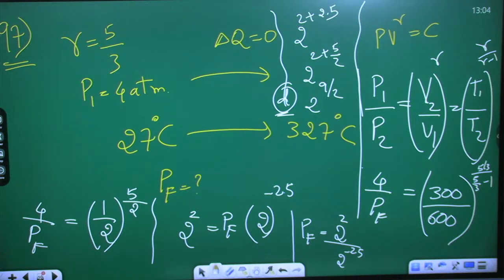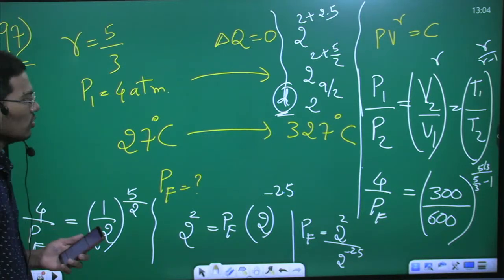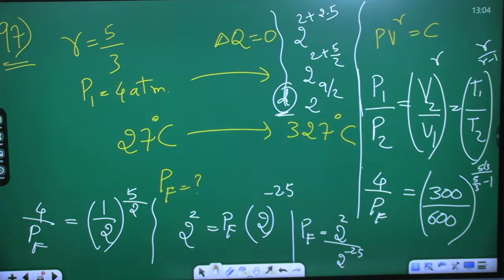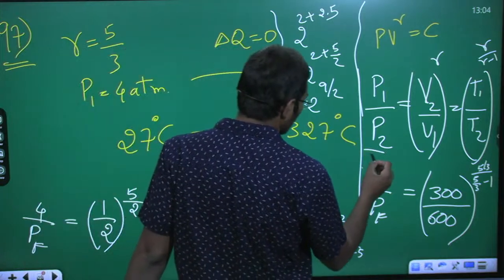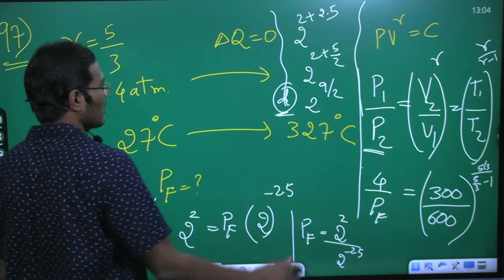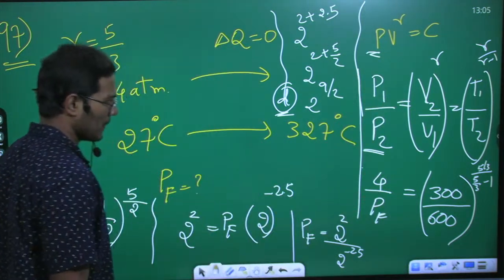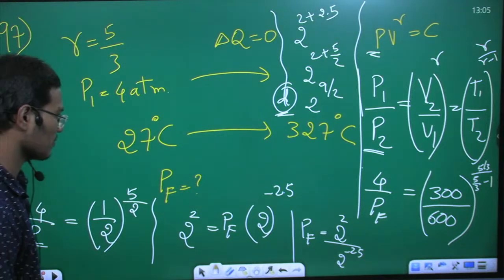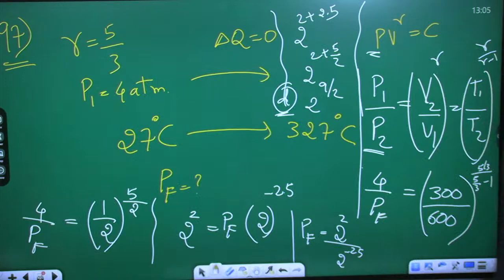So let's try to do the last question for this session and close, okay? Hope this question is clear. Please try to copy down. This relation can be used anywhere, like for an adiabatic process we can use it directly. So let's do the last question and close the session.